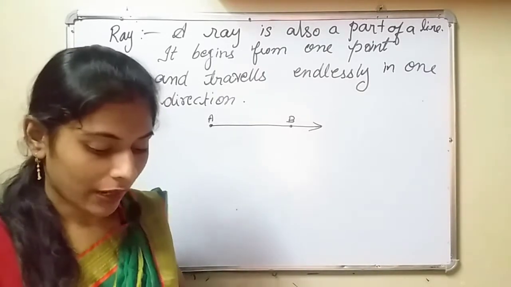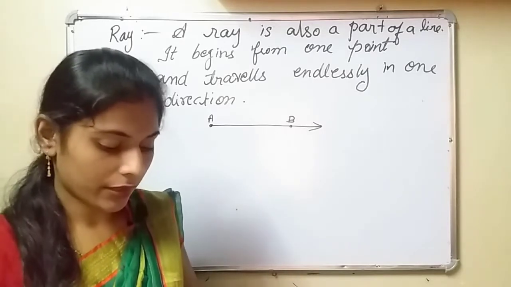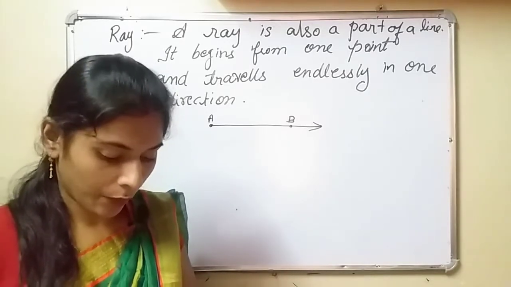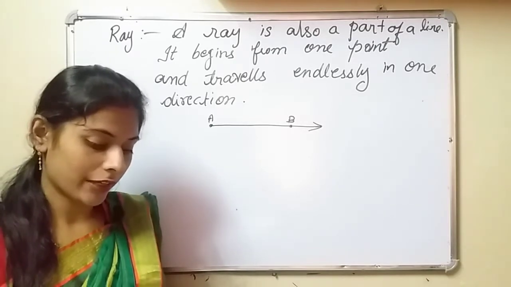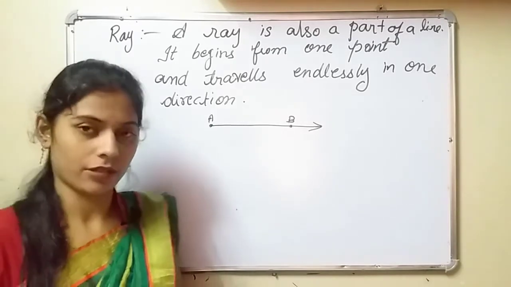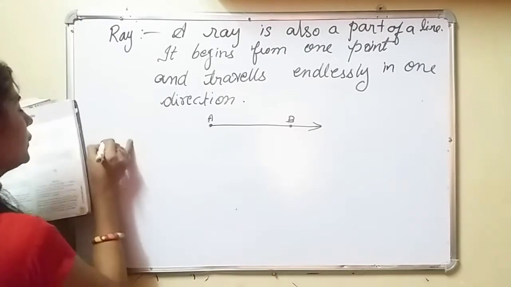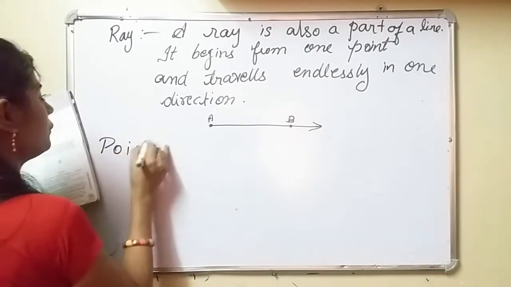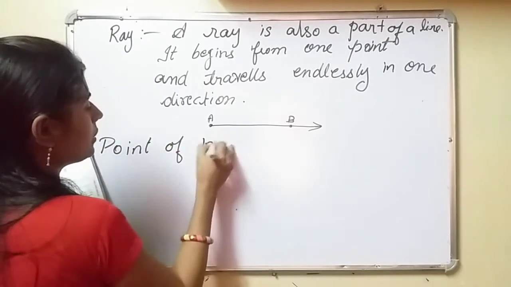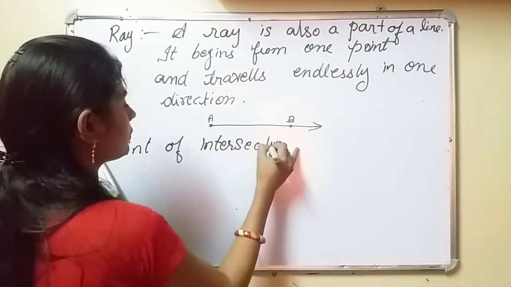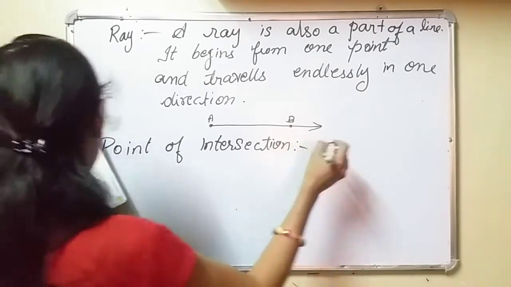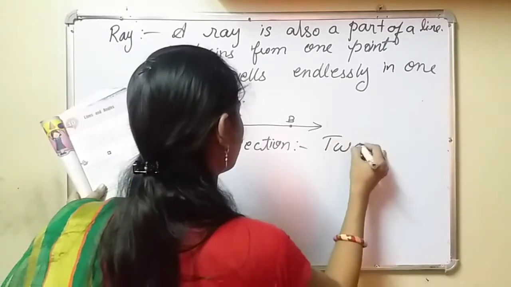Now your next is, see, two line segments AB and PQ intersect at a point O. O is a point present on both the line segments AB and PQ and is called the point of intersection. Now see, point of intersection we have to write. Point of intersection. That is two line segments.